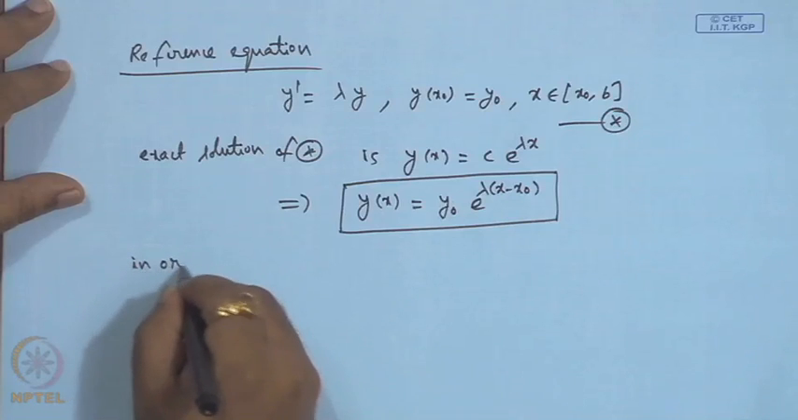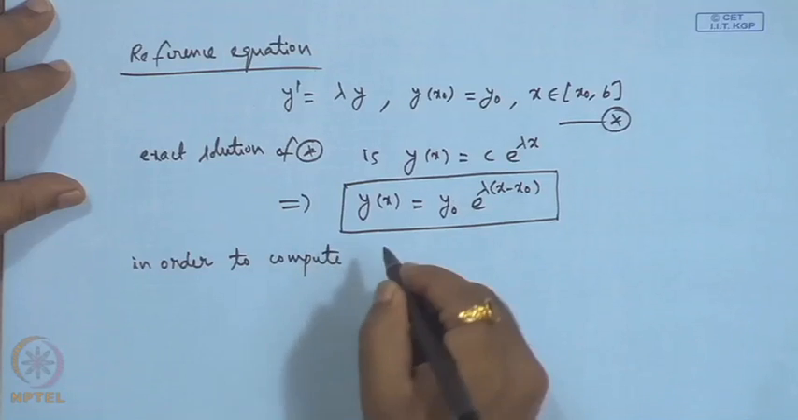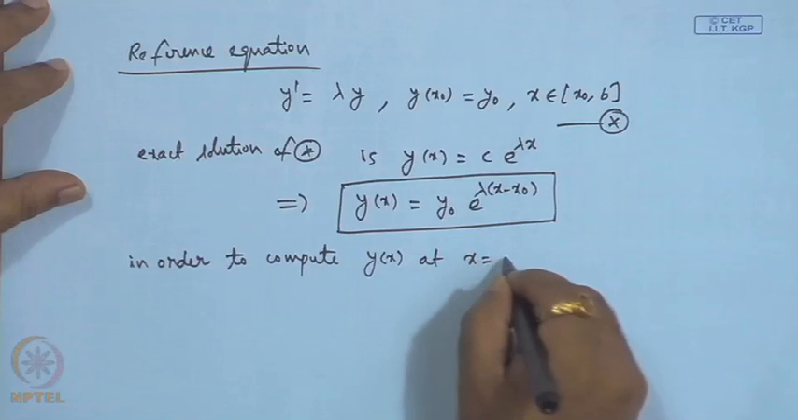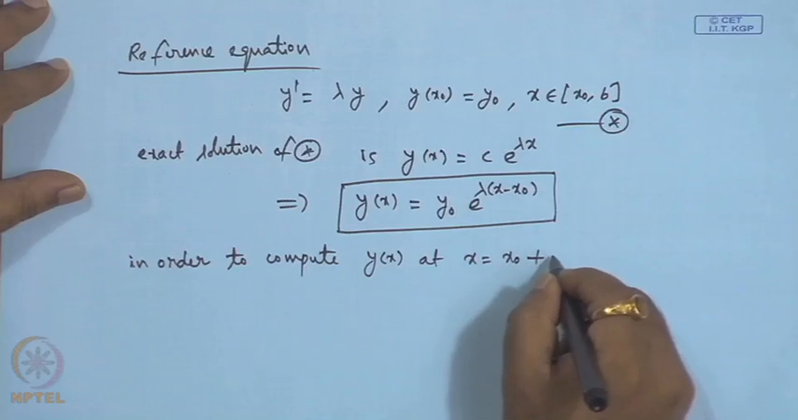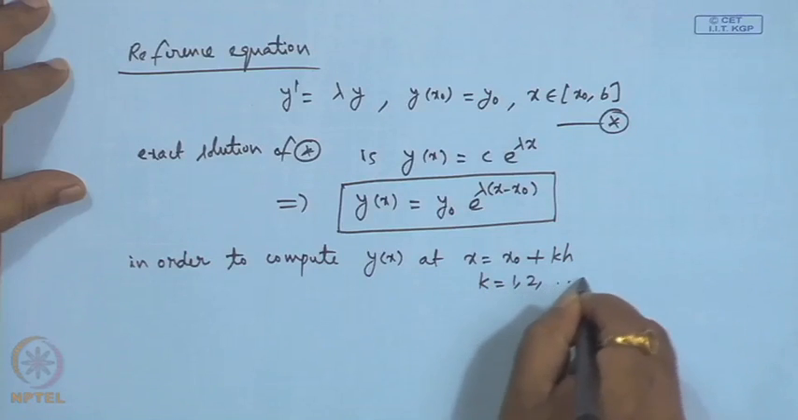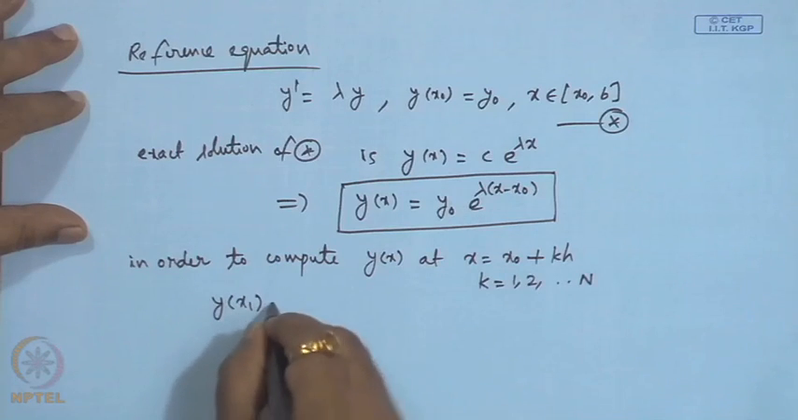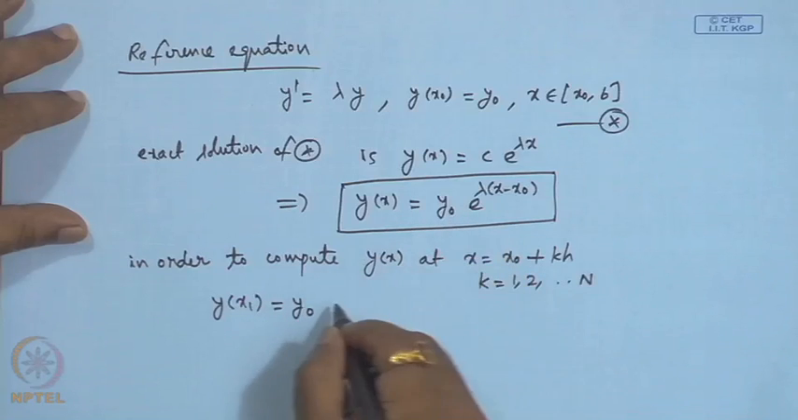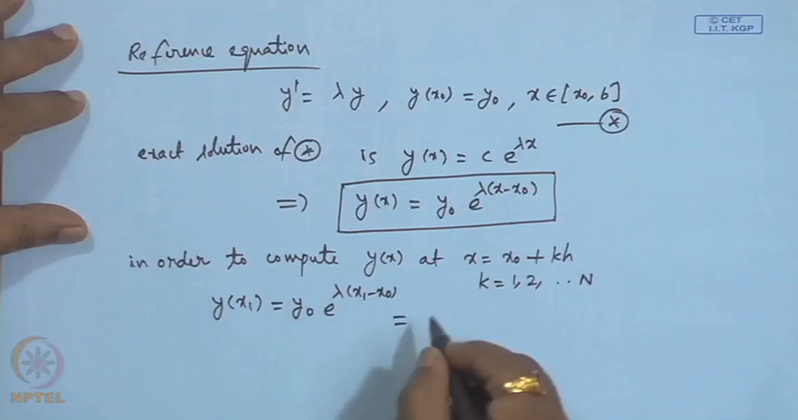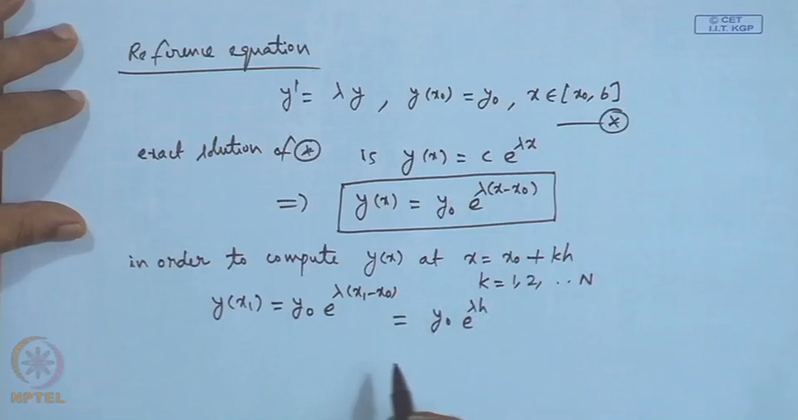Now, in order to compute y of x at the nodes, so that is the idea, right. So, what is y of x 1? y 0 e power lambda times x 1 minus x 0. So, that is y 0 e power lambda h, because x 1 minus x 0 is h. Okay.